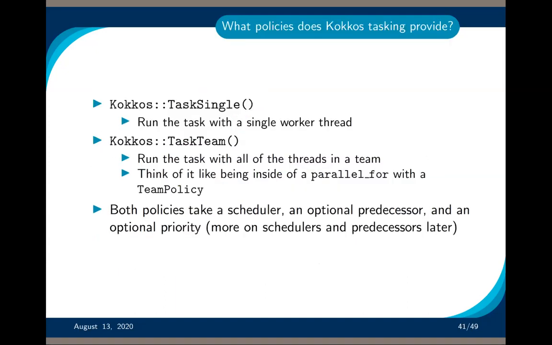So I've already alluded to this. We have two policies right now: task team and task single. They do exactly what they sound like they do. Task single runs the task with a single worker thread. Task team gives it a team policy. Both of them take a scheduler and then a predecessor if you need the task to be predicated on something. And they can also take a priority. I'm going to talk about how we express predecessors in just a second here.